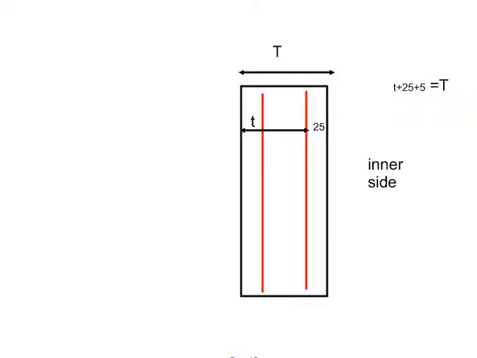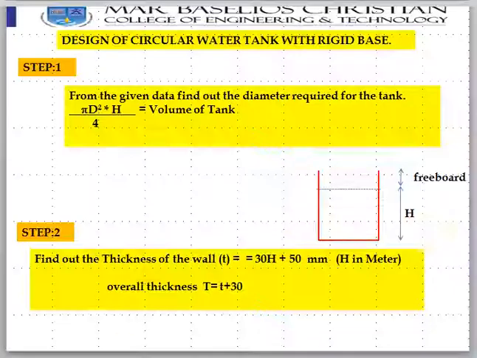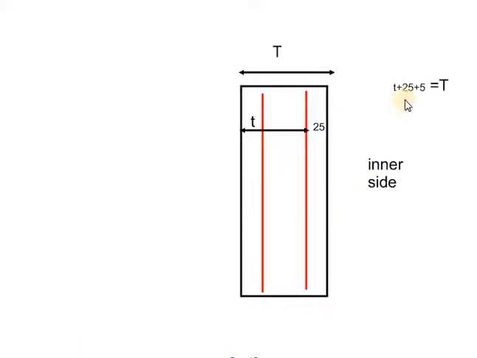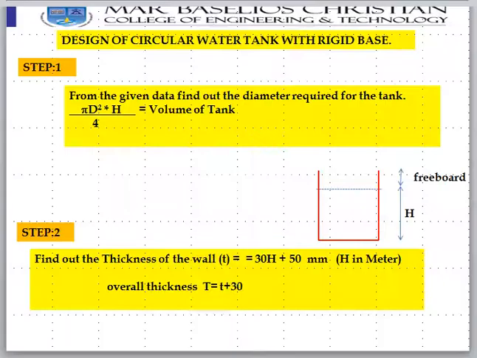That is important. Here you would have found small t using the formula 30h plus 50. So the overall thickness is t plus 25 plus 5, as I showed here, which comes to the total T. That is the overall thickness, because when you give it to site, you should give the total thickness, right? So that's all. Now what is in your hand is the diameter and the thickness.